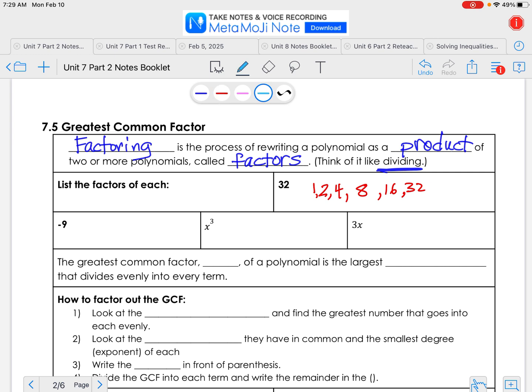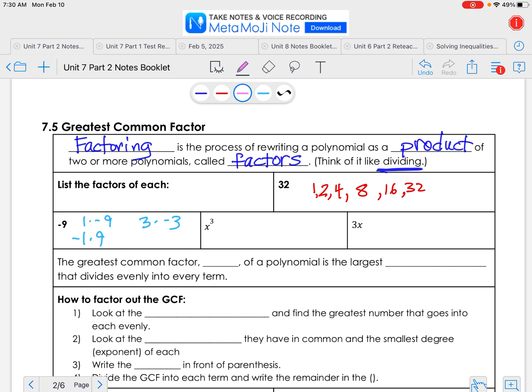Let's do that for -9. So we could do 1 and -9. Actually, I'm not going to try to write it this way. This is not going to work. So we could do 1 times -9, -1 times 9, 3 times -3. Those are the only factors of -9.